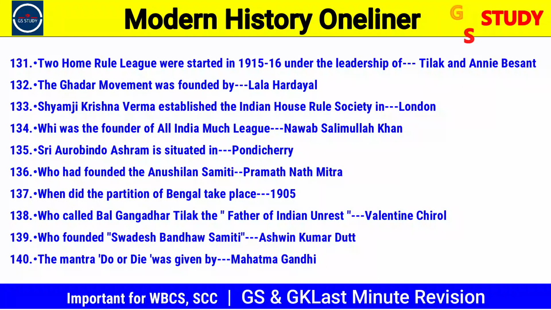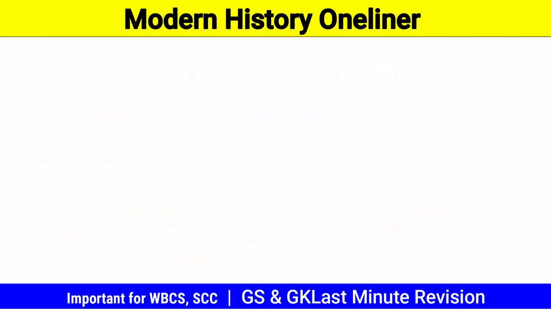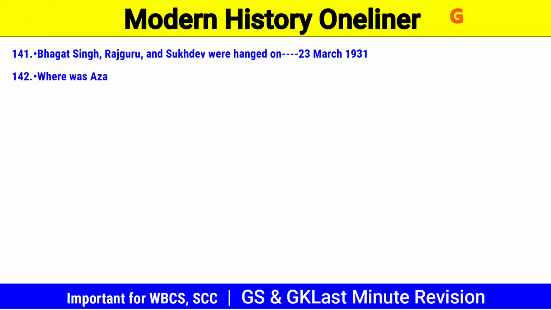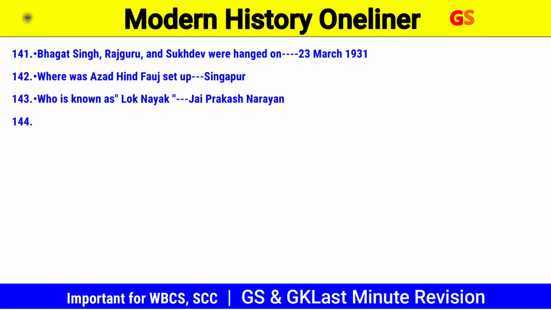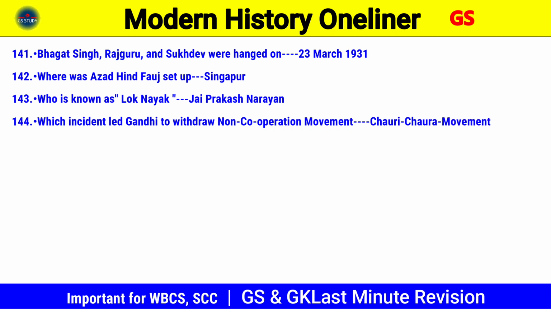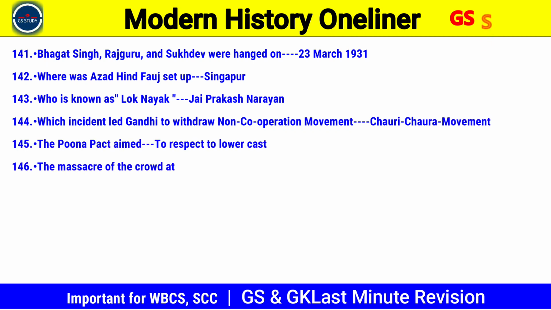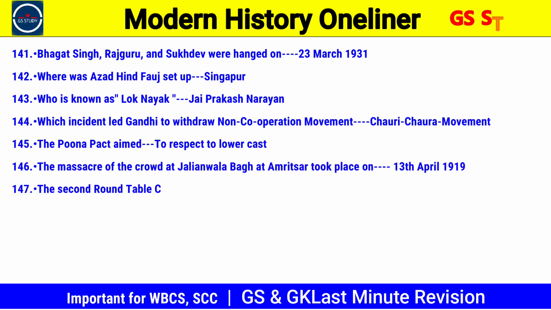138. Who called Bal Gangadhar Tilak the father of Indian unrest? Valentine Chirol. 139. Who founded Swadesh Bandhab Samiti? Ashwini Kumar Dutt. 140. The mantra, do or die, was given by Mahatma Gandhi. 141. Bhagat Singh, Rajguru, and Sukhdev were hanged on the 23rd of March 1931. 142. Where was Azad Hind Fauj set up?